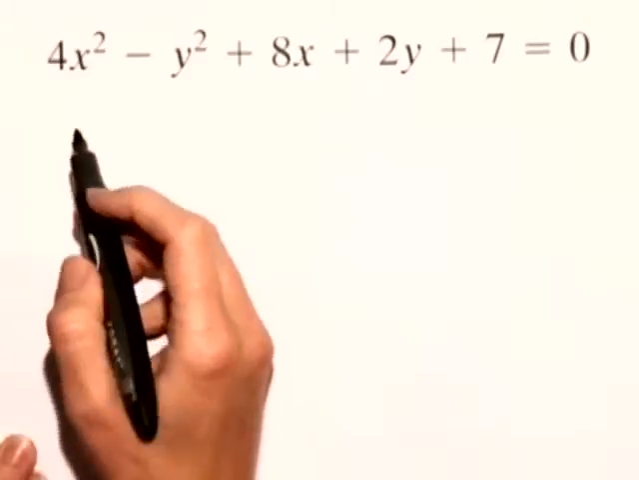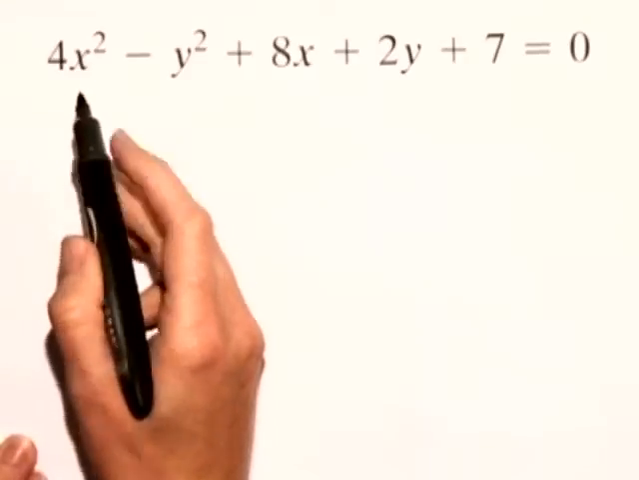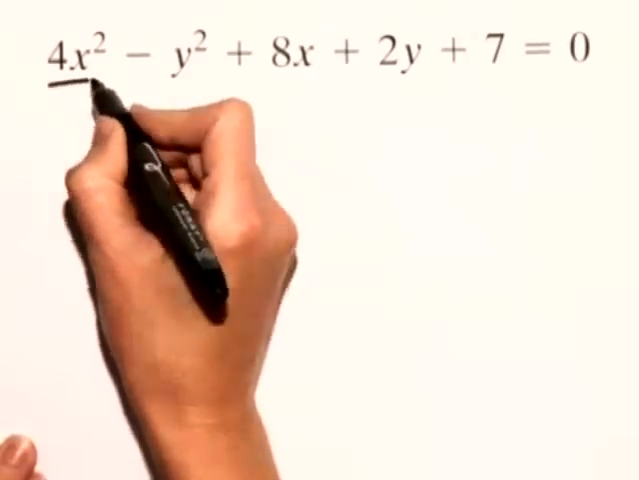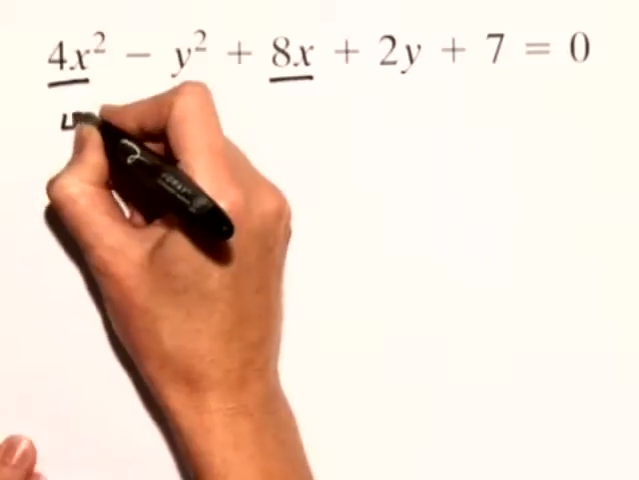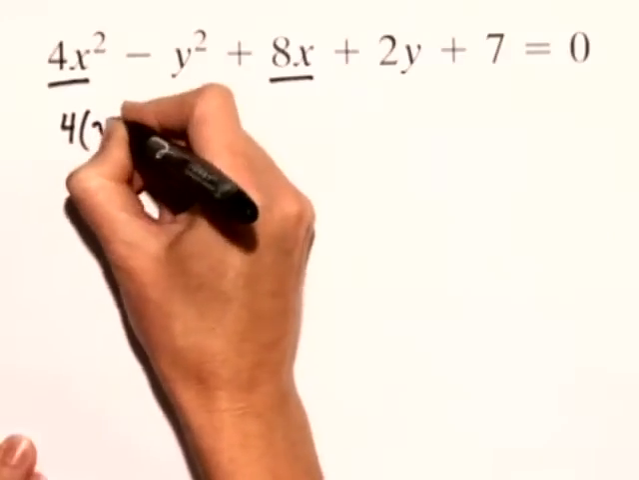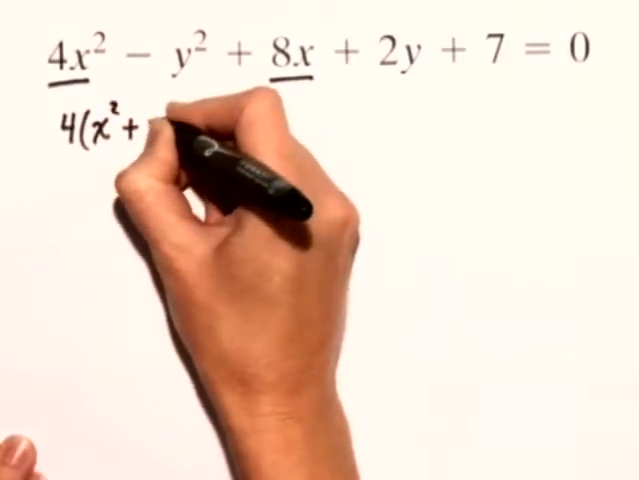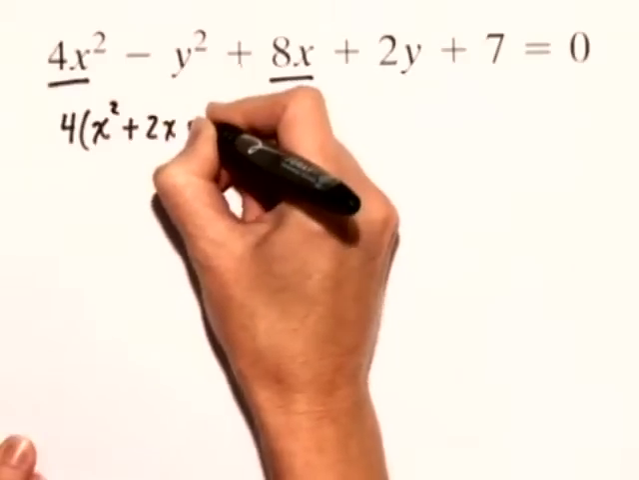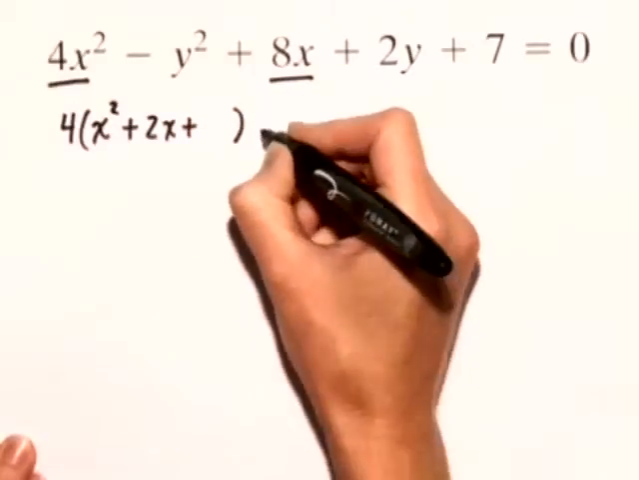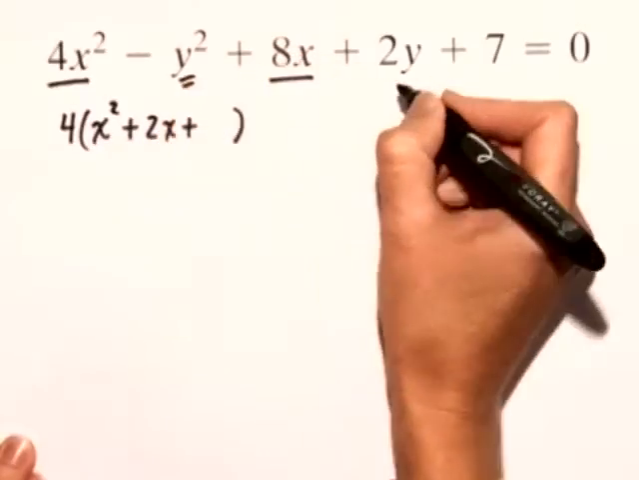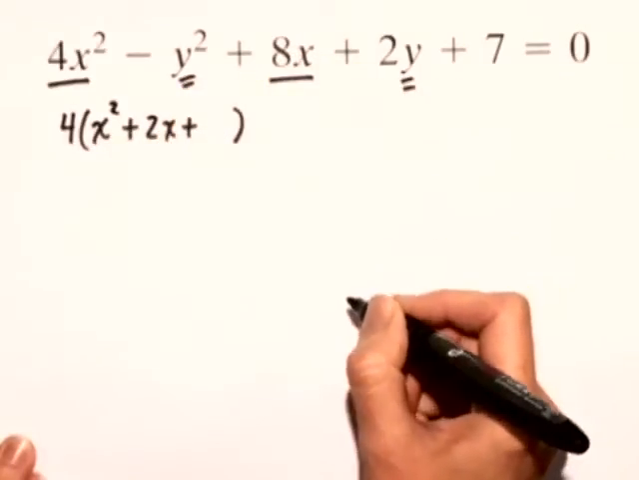So we're going to put it in standard form by completing the square. Let's collect the x squared and the x term together and factor out a 4 at the same time. So we have 4 times the quantity x squared plus 2x, and we're going to complete the square, so we'll leave some space. And then we have a y squared and a y term.